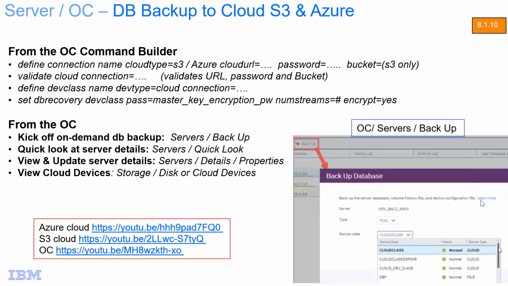If you want to use the Operations Center to set this up, you will use the Operations Center command builder to issue the define connection, the validate cloud connection, the define dev class, and the set DB recovery portion of the setup. And then from the OC, you can use it to kick off on-demand database backups. You can do a quick lookup of server details, as well as you can view the cloud devices out there. I do have a couple YouTubes out there showing both the Azure cloud, the S3 cloud, database backups, as well as utilizing the Operations Center to do the Spectrum Protect database backup.